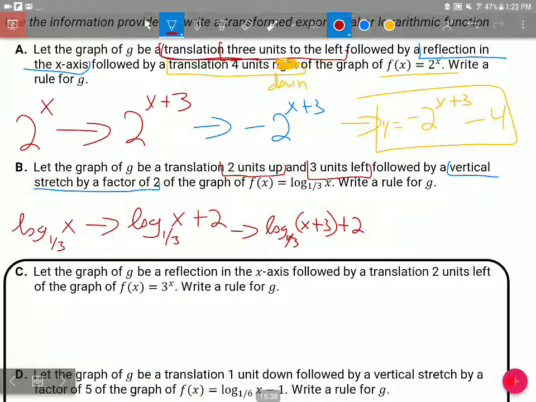All right, the last thing, to vertically stretch by a factor of 2. So to vertically stretch, is that an inside or an outside thing? Outside. Why? Because horizontal is on the inside, vertical is on the outside. That's your y stuff. You're absolutely right. So to stretch by a factor of 2, are you going to multiply by 2 or divide by 2? So y equals 2 log of 1/3. That's a 3 down there. X plus 3 plus 2.